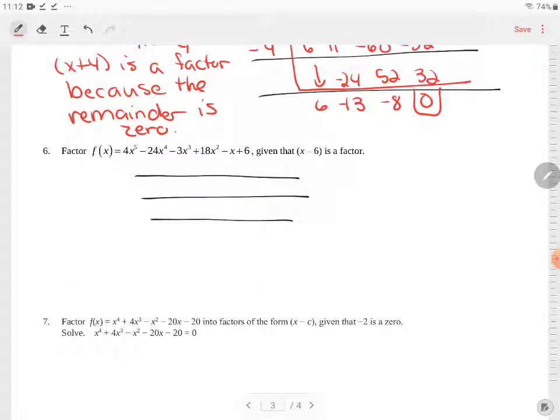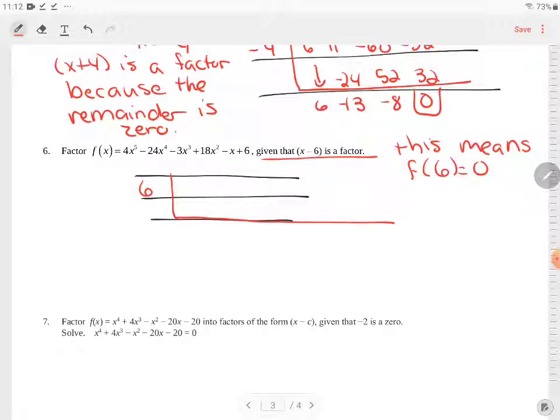Number 6. It says factor this given this is a factor. So if I know given is a factor, this means f of 6 is equal to 0. So again, I'm going to do synthetic division. And let me look. Okay, so this time I was given all of the coefficients, descending order, 4, negative 24, negative 3, 18, negative 1, and 6.